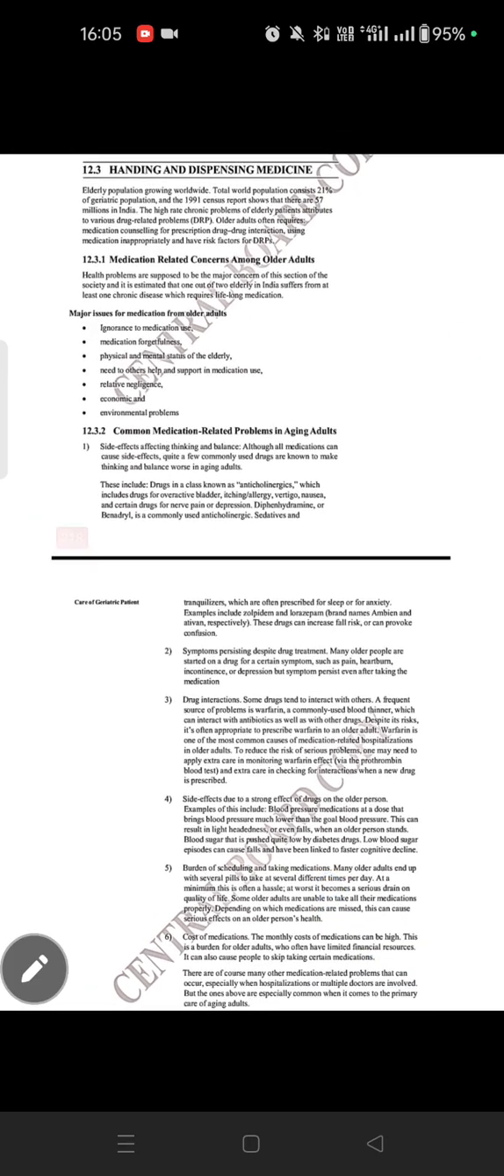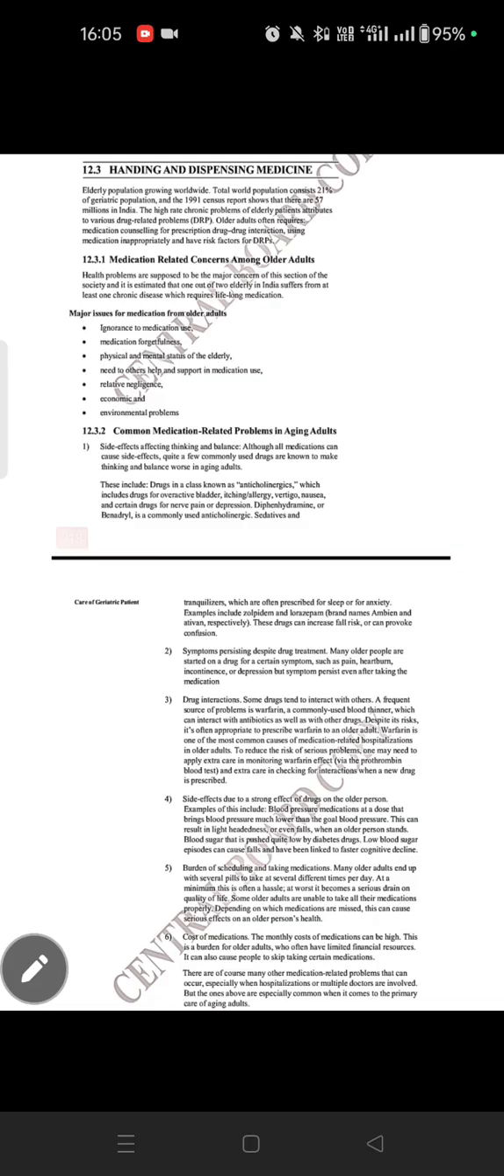So how can we do it? First, we look at side effects affecting thinking and balance. We can always educate them to gain knowledge about the medicines. If they are taking anticholinergics or sedatives, we should know the side effects of the medicines. Then symptoms and treatment.